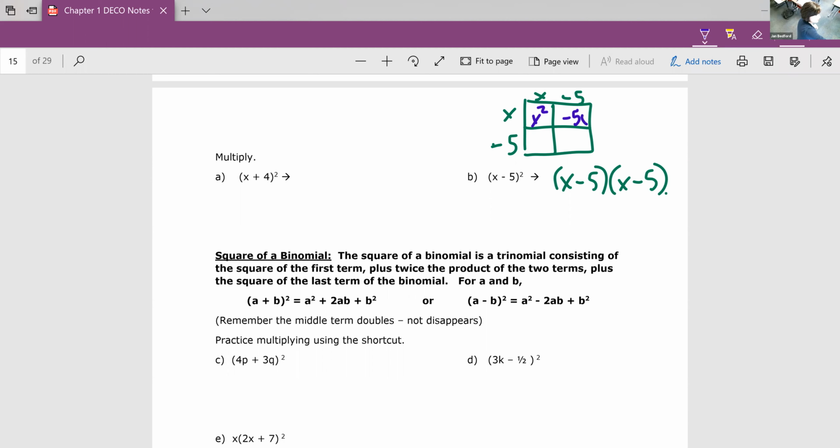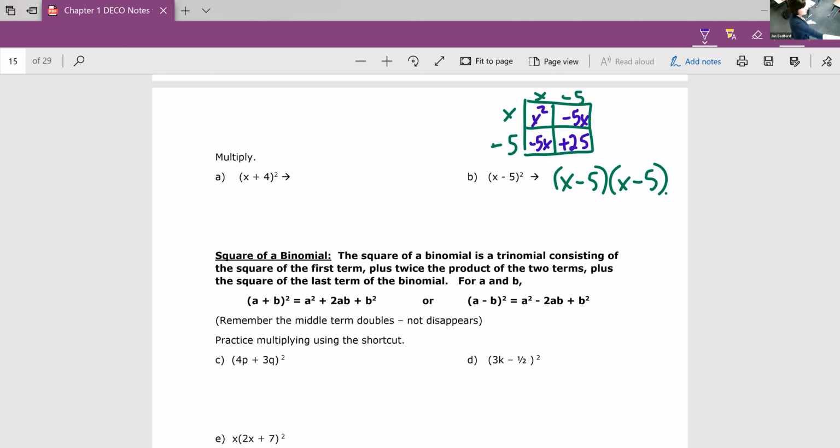Minus 5x top right. Bottom left is another minus 5x. And then a negative times a negative gives me a positive. So that's why that's a plus 25. Yeah, the more times you practice, the more sense it makes, right?